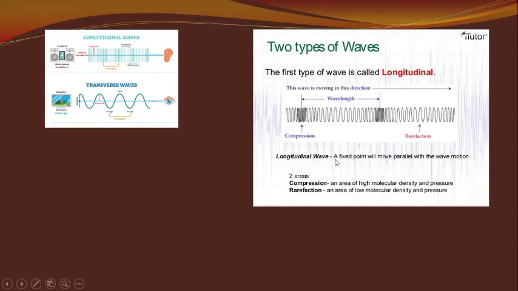So in a longitudinal wave, a fixed point will move parallel with the wave motion.